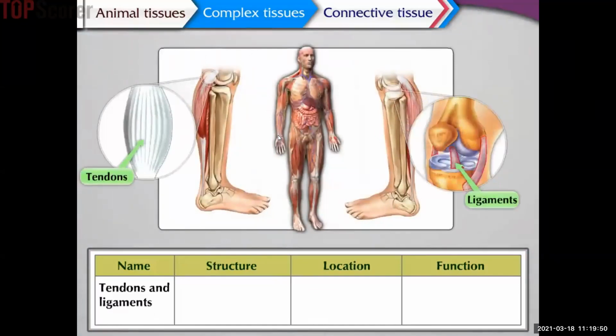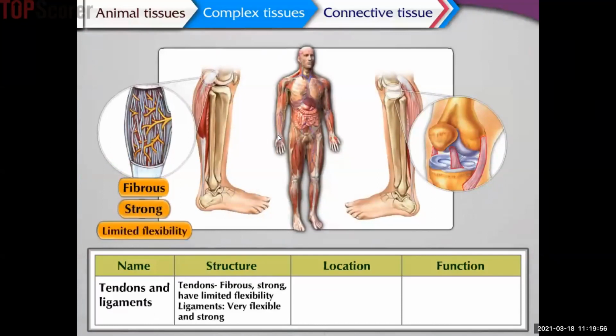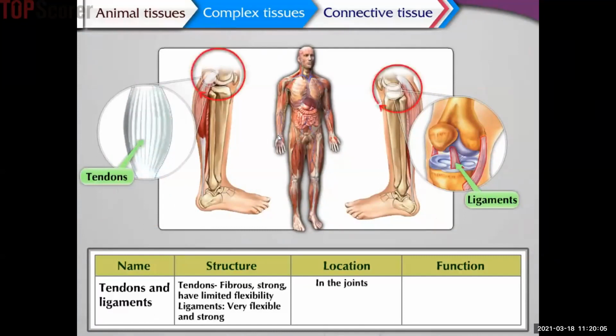Tendons and ligaments. Tendons are fibrous and very strong, but have limited flexibility, while ligaments are very elastic with considerable strength. Tendons and ligaments are present in the joints. Tendons connect the muscles to the bones, while ligaments connect the bones to each other. After understanding connective tissues, now let us understand muscular tissues.